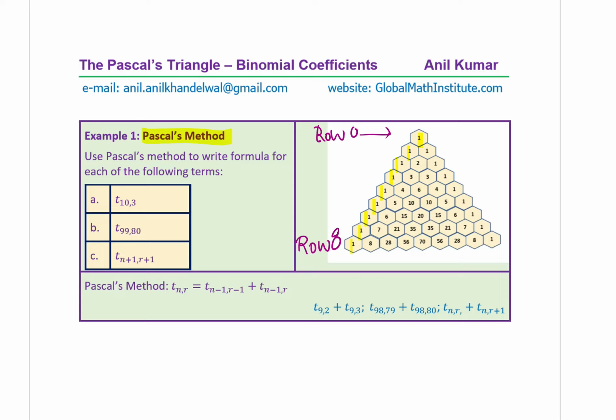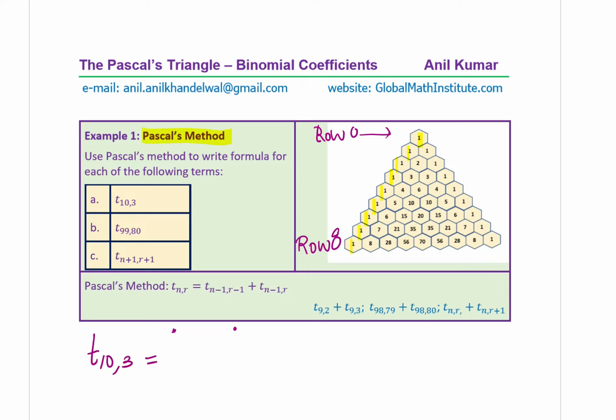Now, the example here is use Pascal's method to write the formula for each of the following terms. So the first one is T10R. So how can you get the value of T10R? That is the first question, right? So T10R, we have to add the previous two to get this, right? You can pause the video, answer this particular question, and then look into my suggestions.